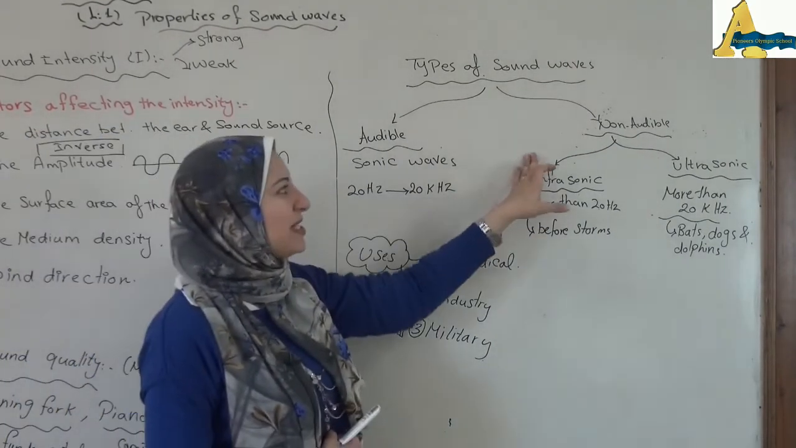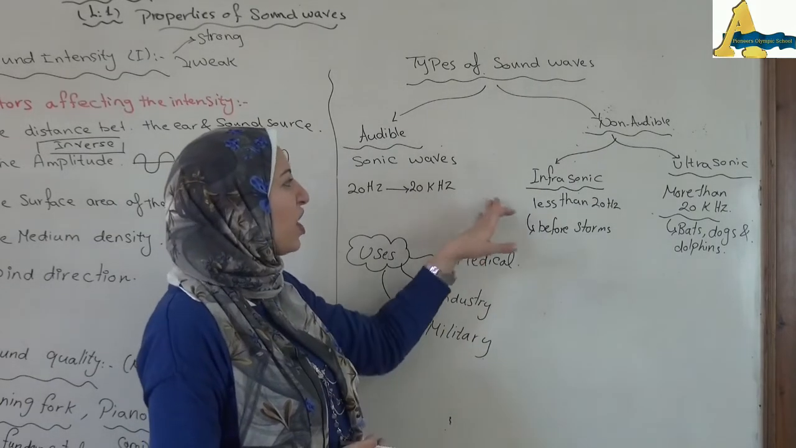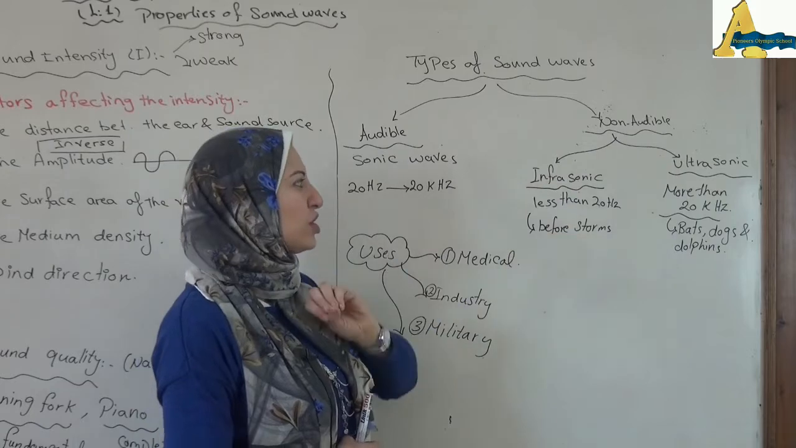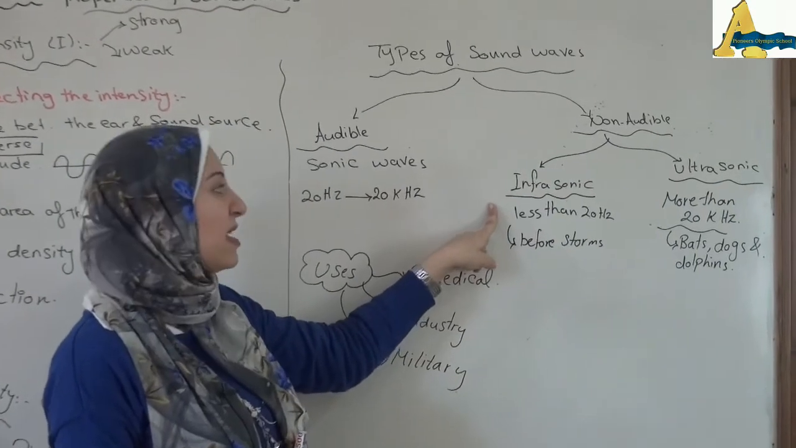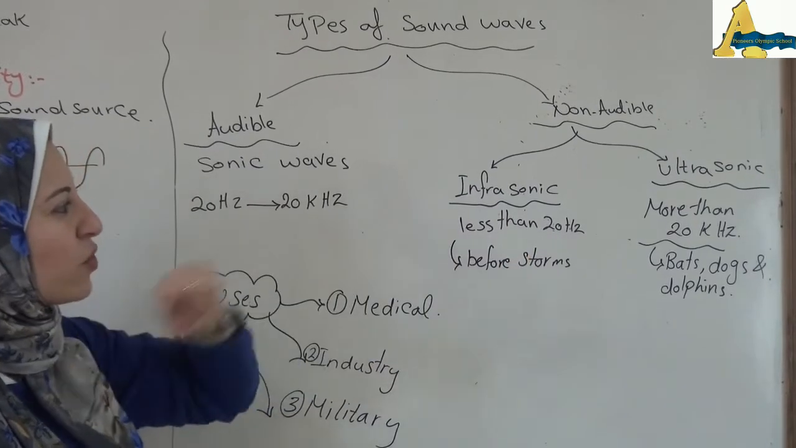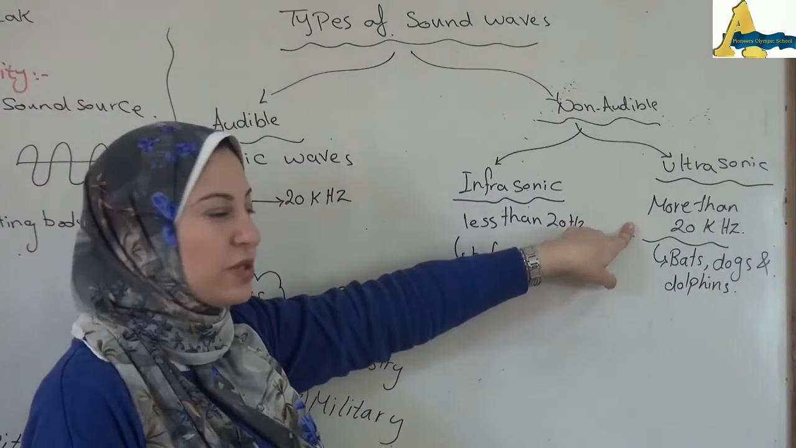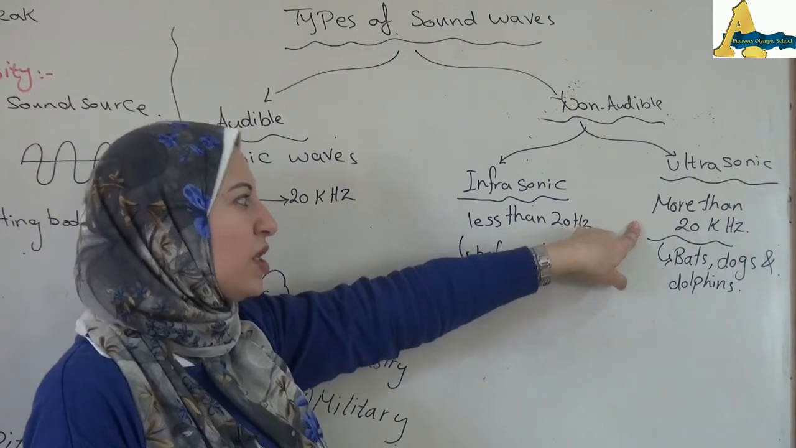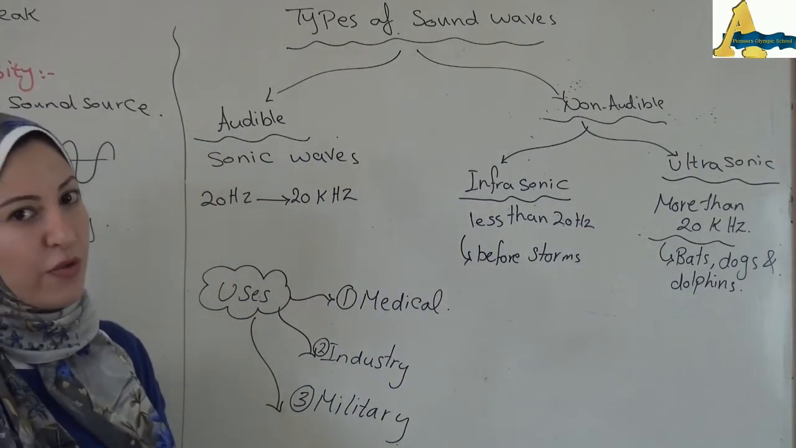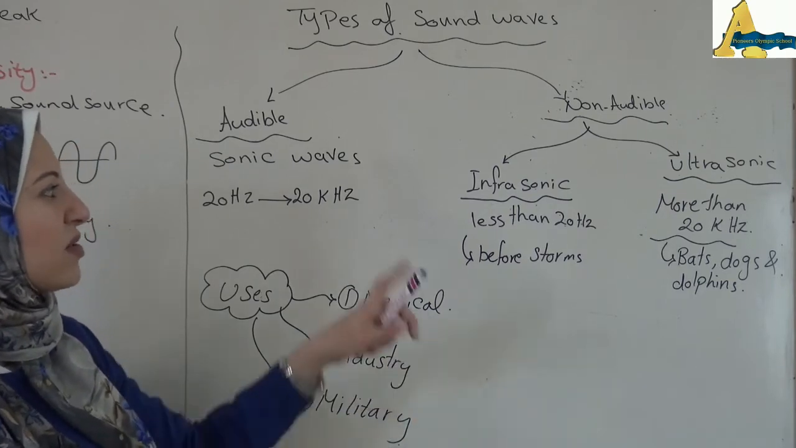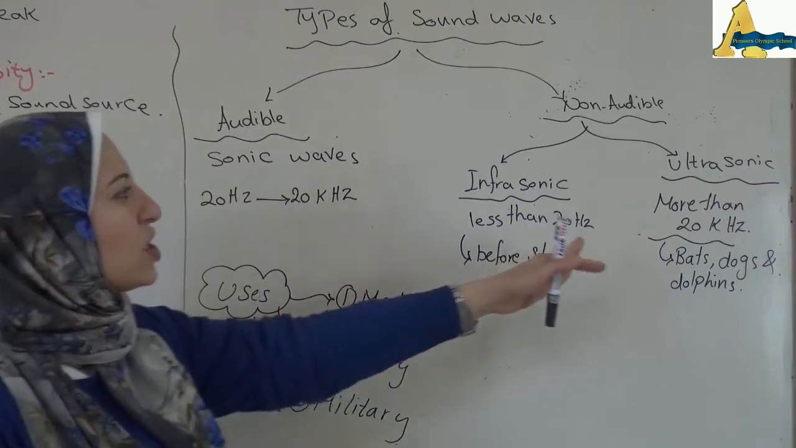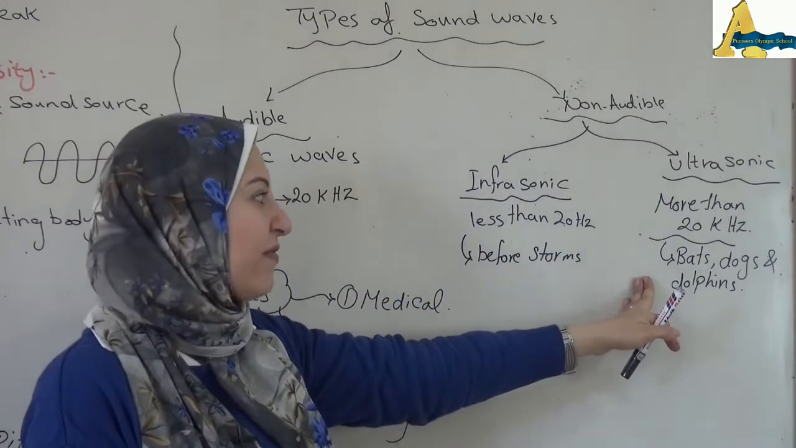The non-audible sounds, or the sounds that cannot be heard, are divided into two types, infrasonic and ultrasonic. Infrasonic means that their frequency is lower than 20 hertz, and ultrasonic, their frequency is more than 20 kilohertz, more than 20,000 hertz. The infrasonic waves can be used for weather forecasting. Why? Because we can find some infrasonic waves that precede storms.